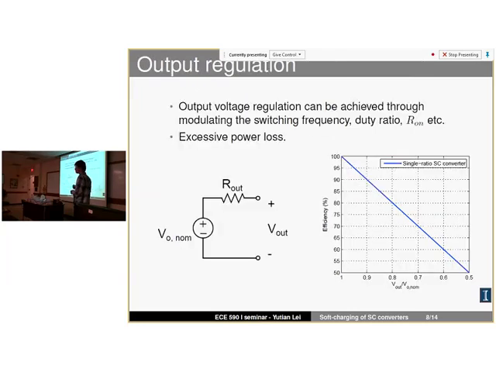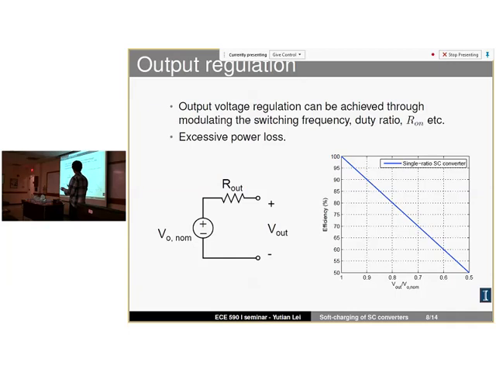The other problem is the output voltage regulation problem. For switch capacitors, the conversion ratio is really determined by the topology, so you can't really change that. For example, just now we showed the 2-to-1 switch capacitor converter. That output voltage is shown as V out nominal, which is just half V in. So if you want to reduce the output voltage, the only thing you can do is to increase this output referred impedance. This is not a real resistor there, but a model of the switch capacitor, and it has an output impedance.